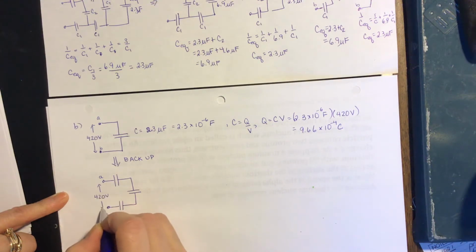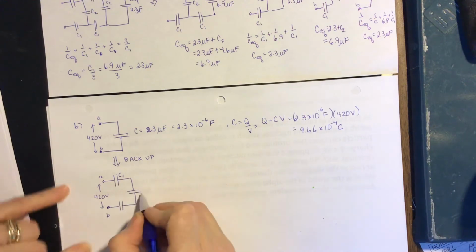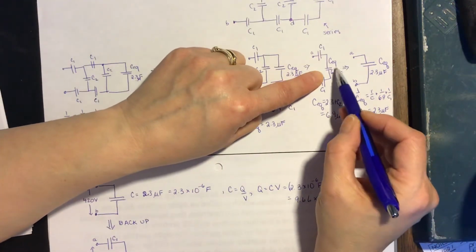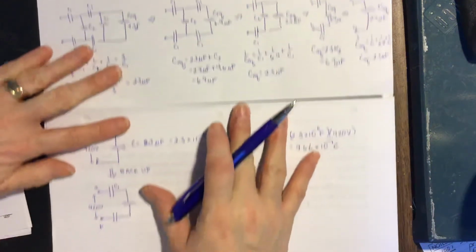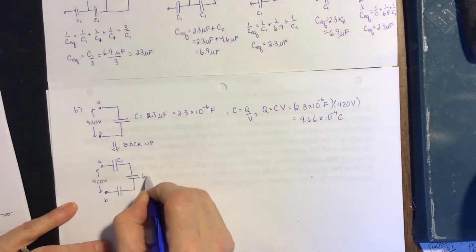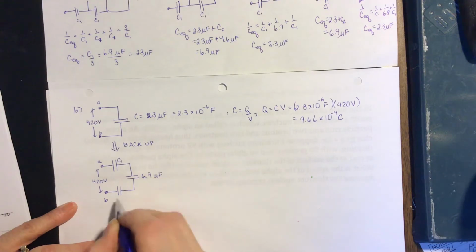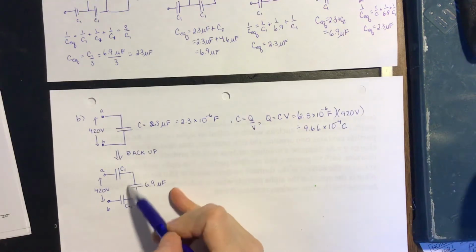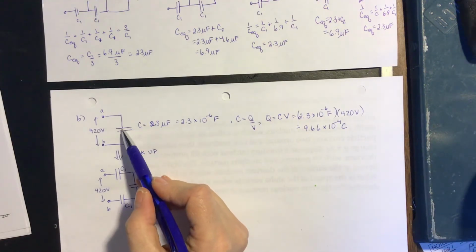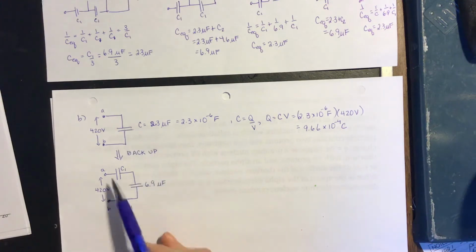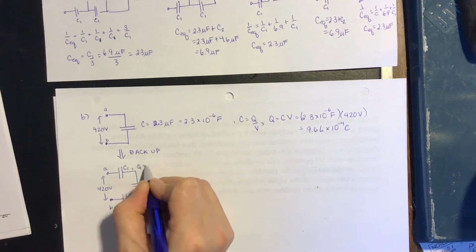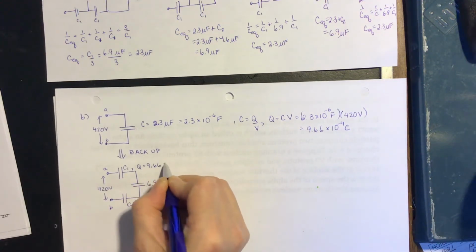This is capacitor C1. This is an equivalent. We found this in the previous step. So when we backed up, this had a capacitance of 6.9 microfarads. And this was C1. So what we know is that these are a series combination that came from here. So the charge that flows through here is the charge that exists on all of these capacitors. So for this guy, Q equals 9.66 times 10 to the minus 4 coulombs.